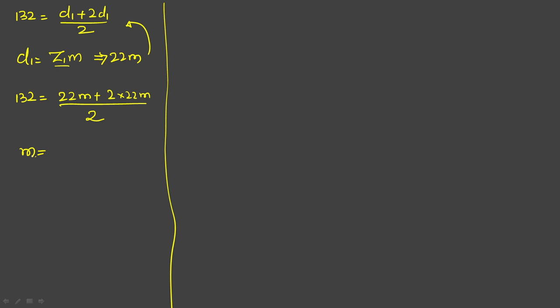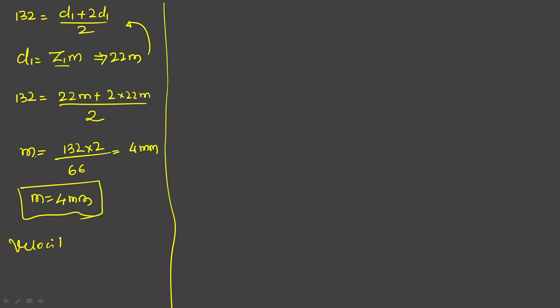How much will you get? This is 132 divided by 66. It is 4 mm. So m equal to what? 4 mm, right? Now you can calculate the velocity factor here.